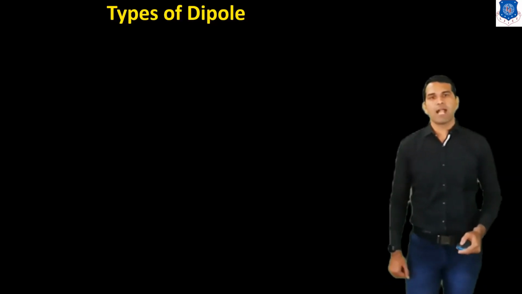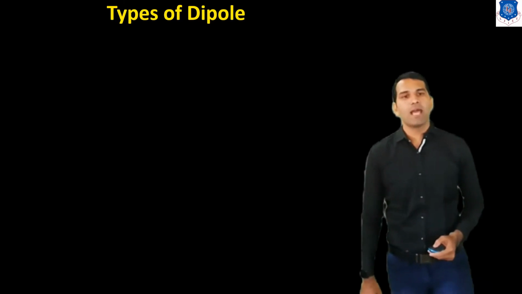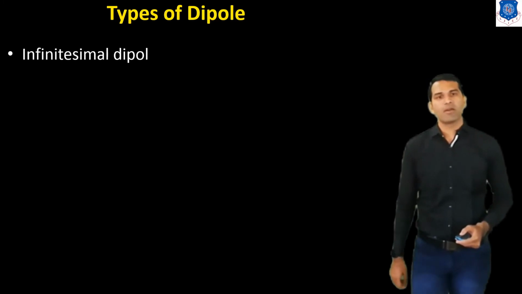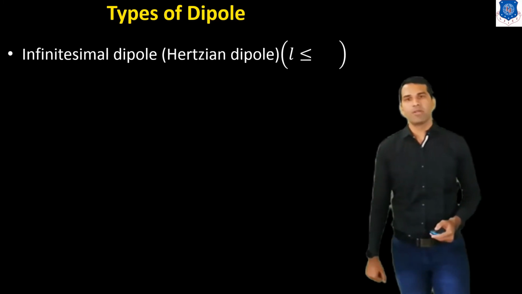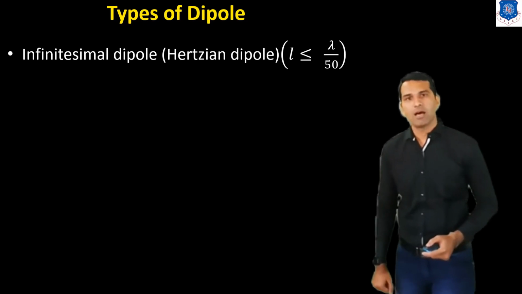First we start with the types of dipole antenna. Mainly, the dipole antenna is divided into three categories. The first type is the infinitesimal dipole antenna, also known as the Hertzian dipole.